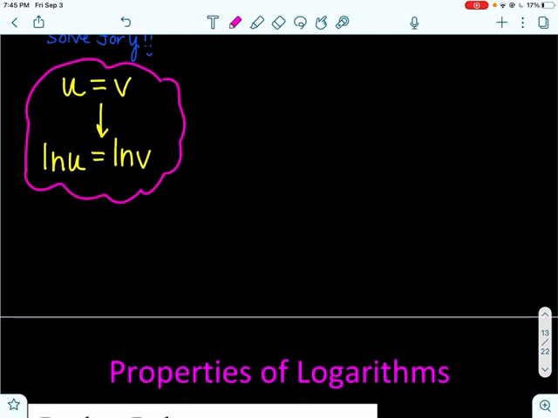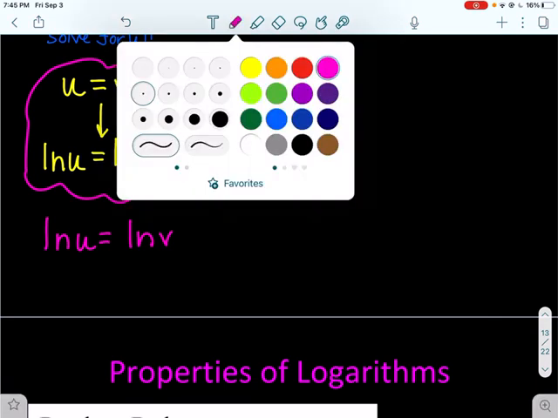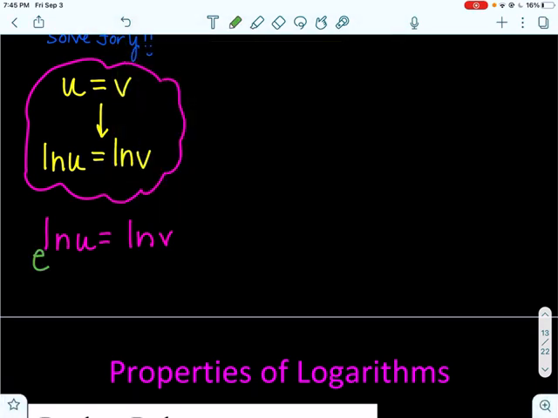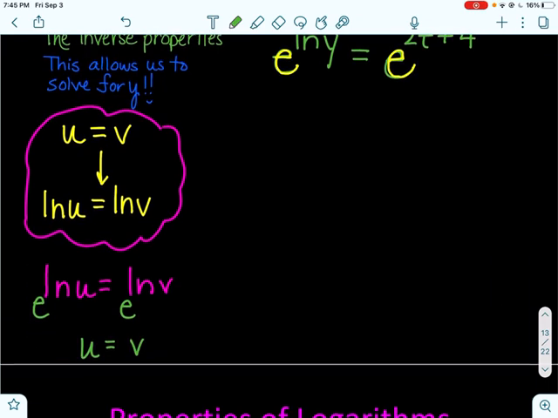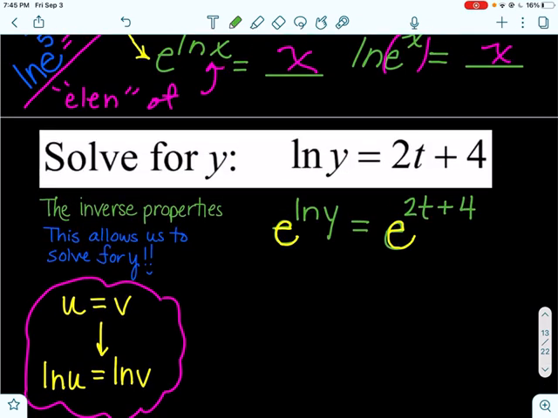And if I have ln of u is equal to ln of v, then as long as it's defined, I can say that u is equal to v. In this case, we only have one logarithm on the left-hand side, so e to the ln of y means y is equal to e to the 2t plus 4 power.